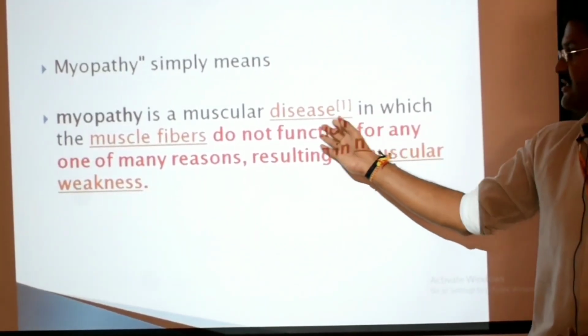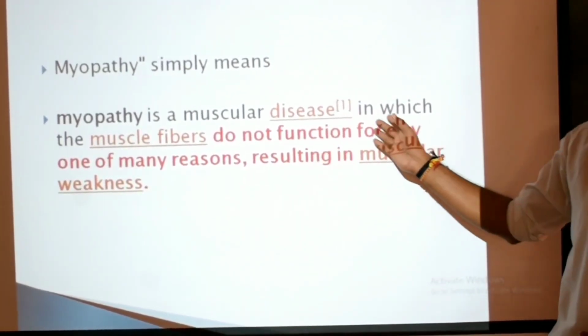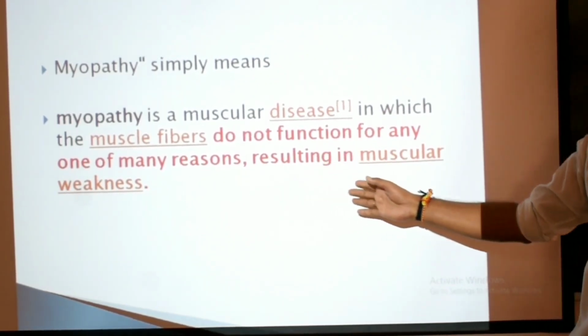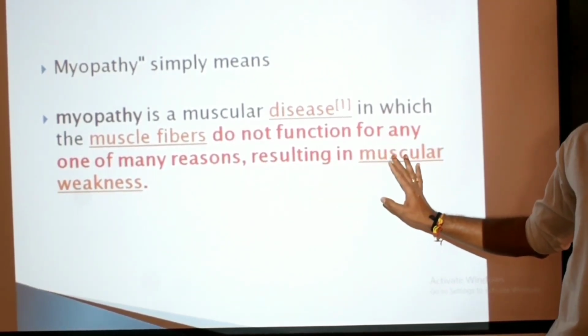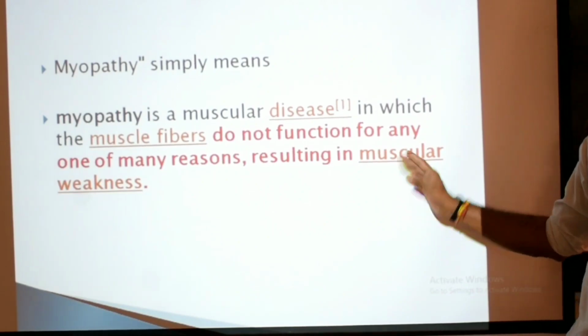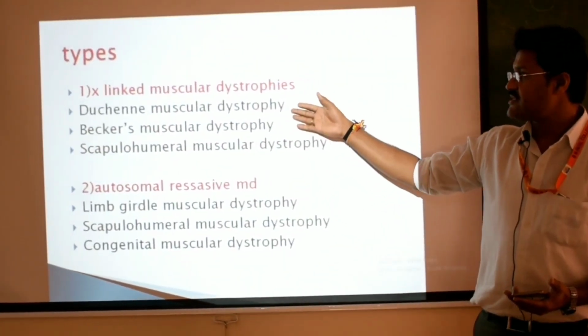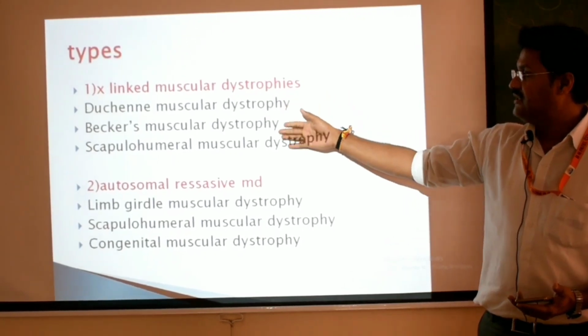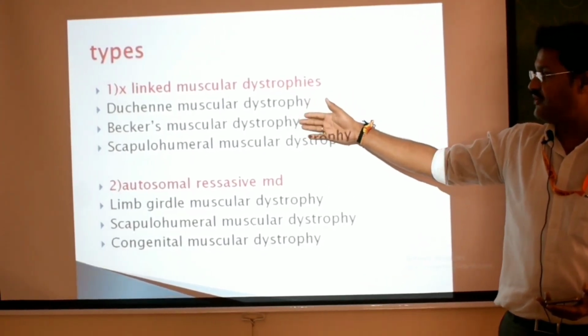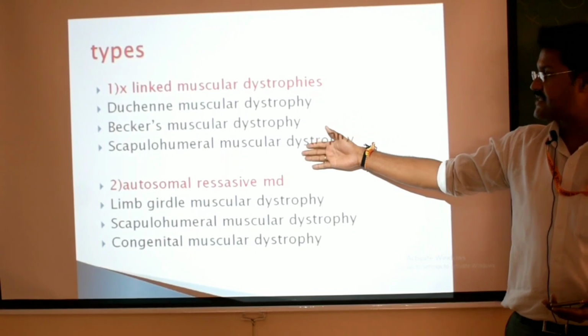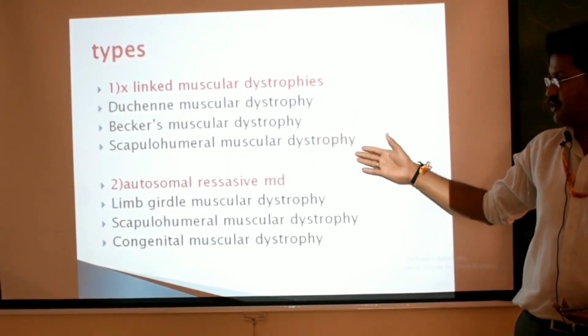This is a muscular disease in which muscle fibers do not function for any one of many reasons, resulting in progressive muscular weakness. Next. Good. Now the types. First, X-linked muscular dystrophy. The subtypes are Duchenne muscular dystrophy, Becker's muscular dystrophy and scapulohumeral muscular dystrophy.